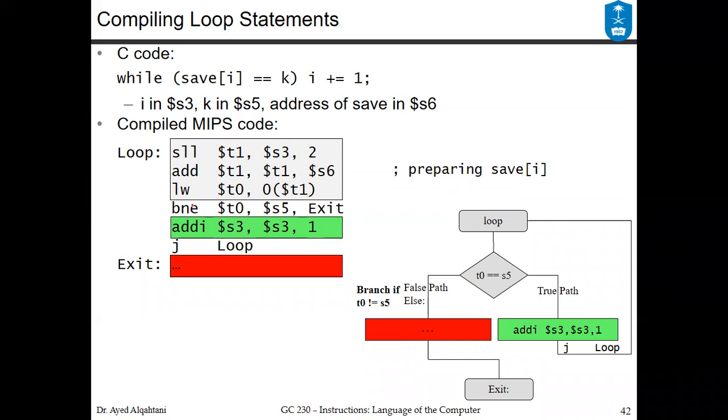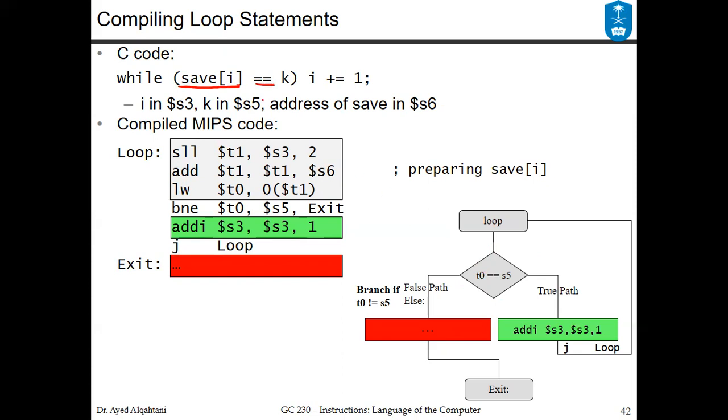In conclusion, if you have an array with index I, use those 3 instructions: shift left logical, followed by add, followed by load. Now, after you prepare this, you can work with the flow of the flow chart. You can work with the branch.